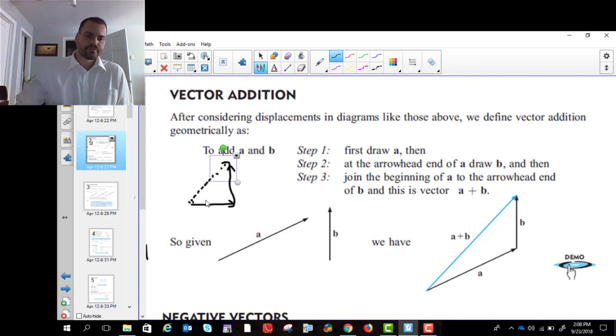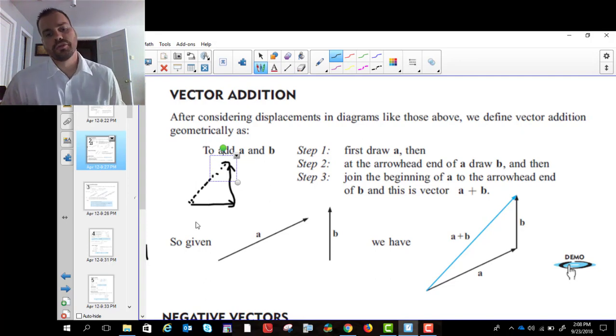What we're going to do when we add vectors is add tail to tip, or tip to tail, depending on how you want to say it. But the tip of the second one goes on the tail of the first one. All right, I said that backwards. The tip goes on the tail.